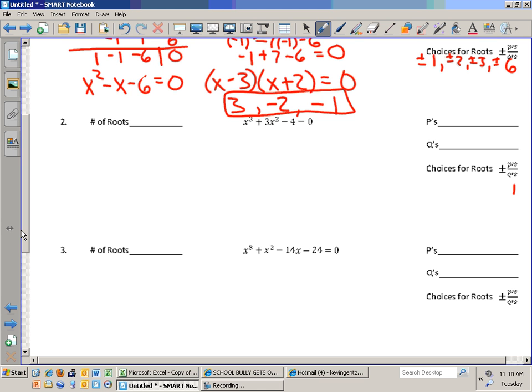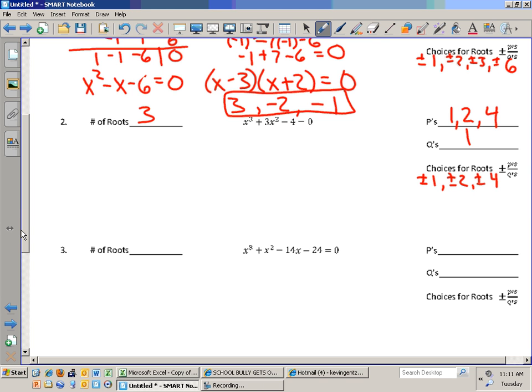I start with identifying the number of roots. How many roots are there? Does it factor? No, so I must use the rational roots theorem. I first identify my p's and my q's. What are my p's? 1, 2, and 4. Those are factors of the constant at the end. The q's are the factors of the lead coefficient. What are factors of the lead coefficient? 1. You take your p's, you divide them by your q's, and write them as plus or minus. So we have plus or minus 1, plus or minus 2, and plus or minus 4.